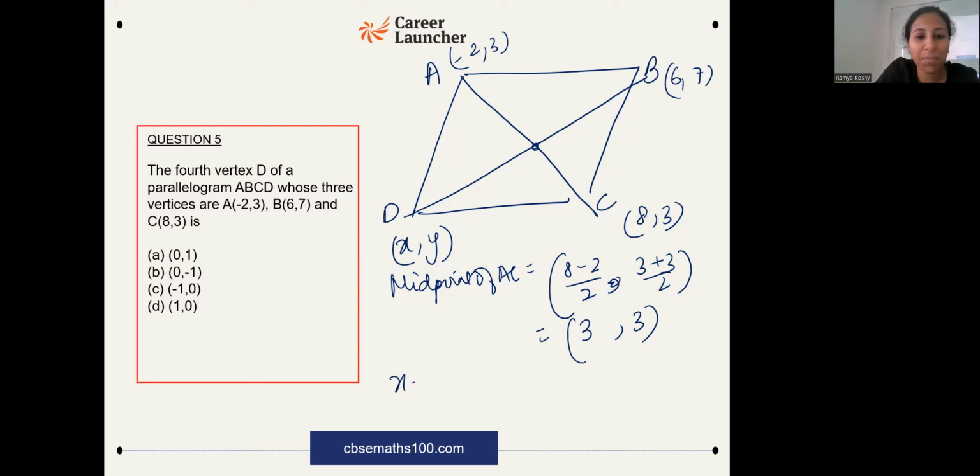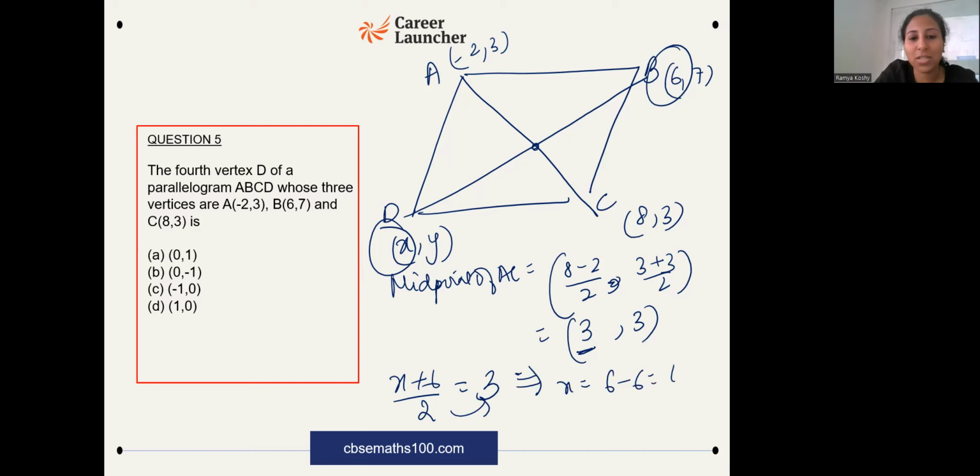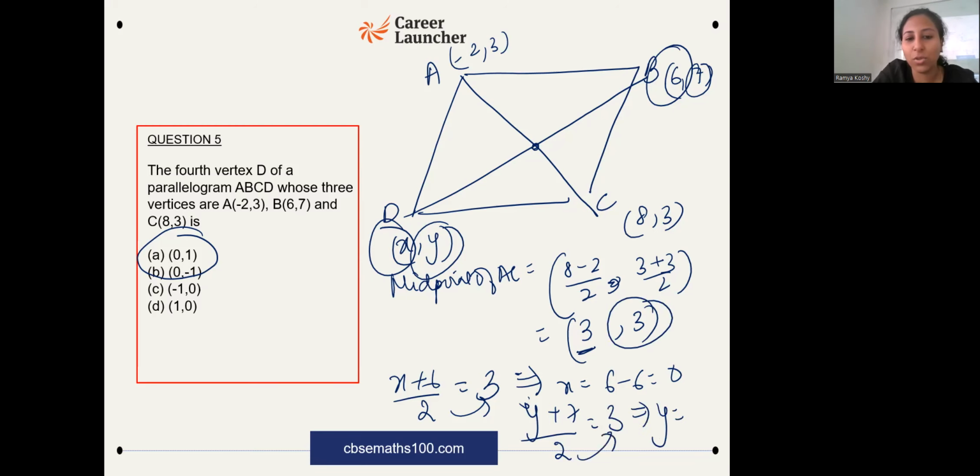So you will then get x plus 6 divided by 2 should be equal to what? That should also be equal to 3. This x plus 6 divided by 2 must be equal to 3. So you're going to get x is equal to 6 minus 6, which is 0. The moment you get x equals 0, you know it should be one of these options. But still we have to check y. So y plus 7 divided by 2 is equal to 3, which means that y is equal to 6 minus 7, which is minus 1. So answer will be option B. This is going to be the correct answer.